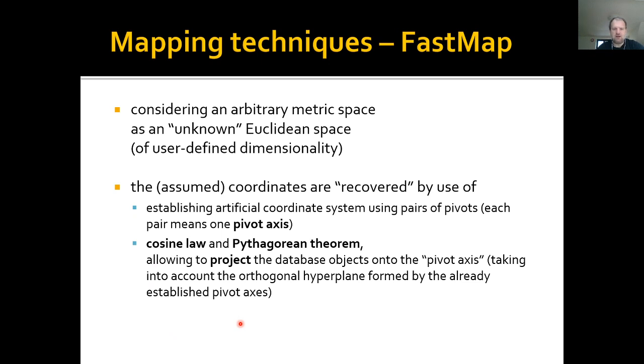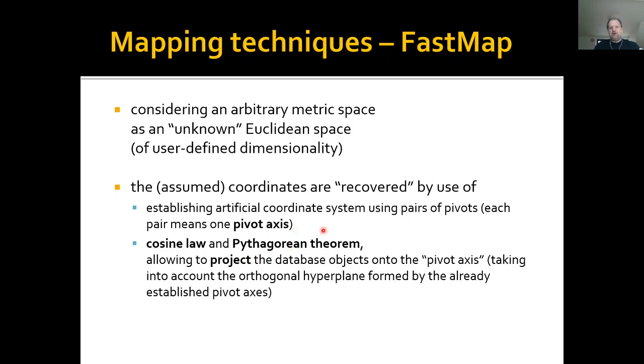Okay, so let's go to the mapping techniques and to the FastMap, as I said. And this is a very nice example of how we can use two simple laws from high school mathematics, and that's the cosine law and the Pythagorean theorem. And using these two, we can basically pretend that the data is in Euclidean space, but we have only distances between them, and we need to reconstruct their coordinates using these two techniques.